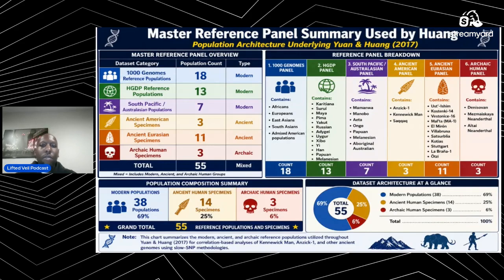And this is the overall populations and panels that were used in this study. So you had 38 modern populations, 14 ancient human specimens, and 3 archaic human specimens, for a total of 55. I think the prior study in 2015 had about 52.